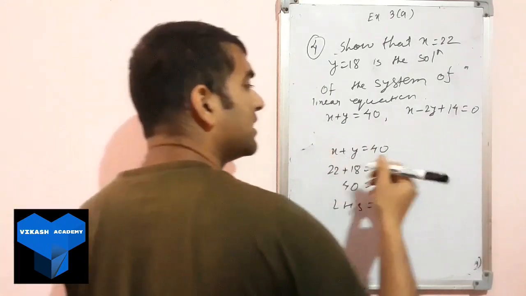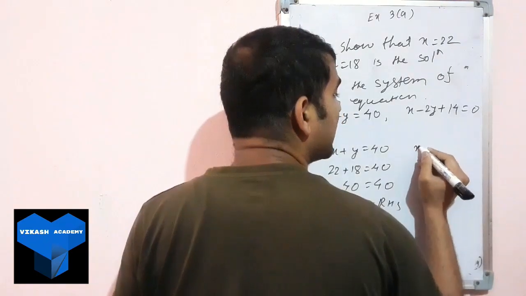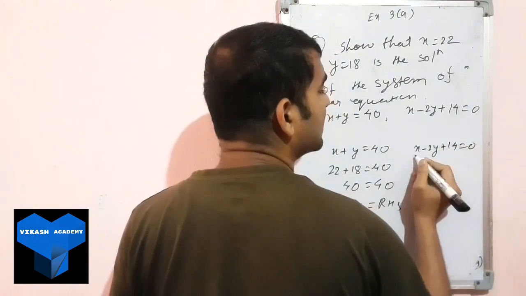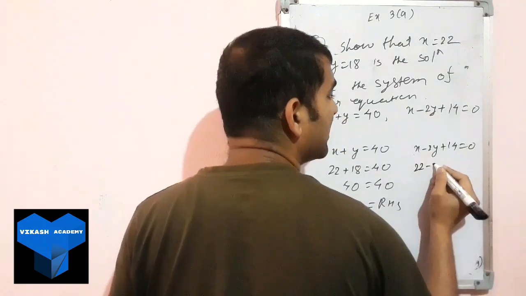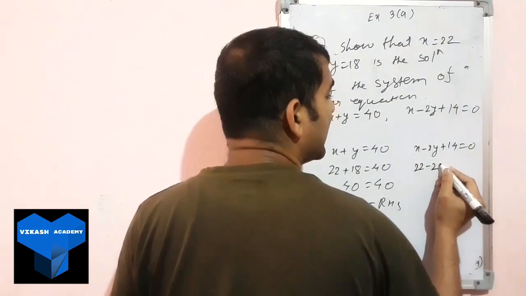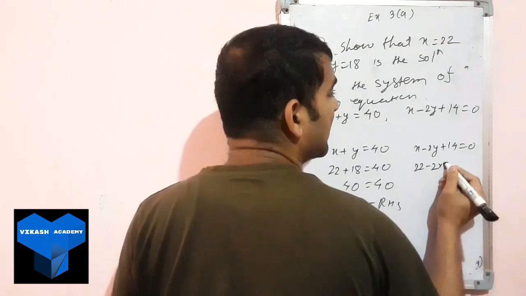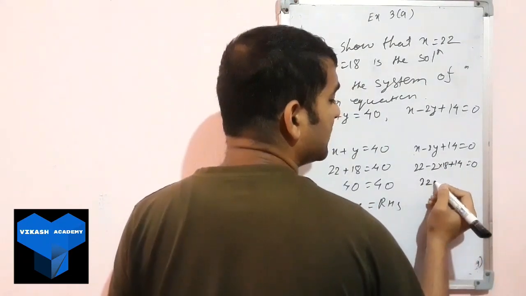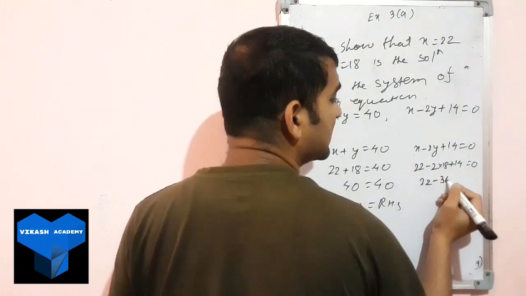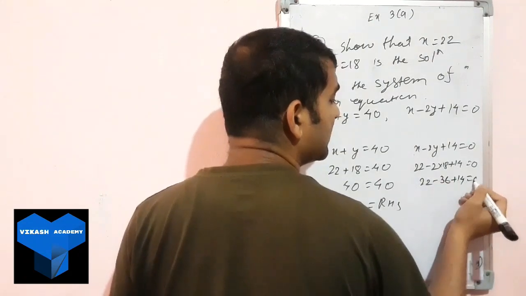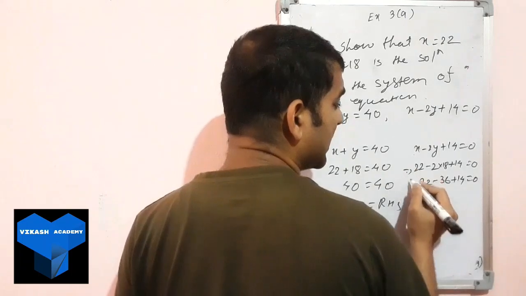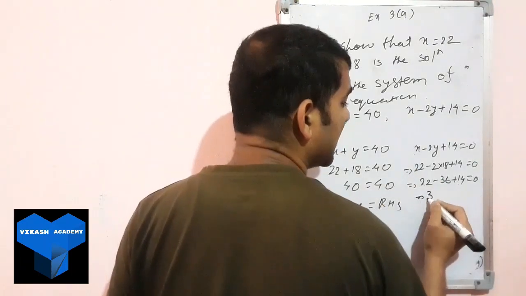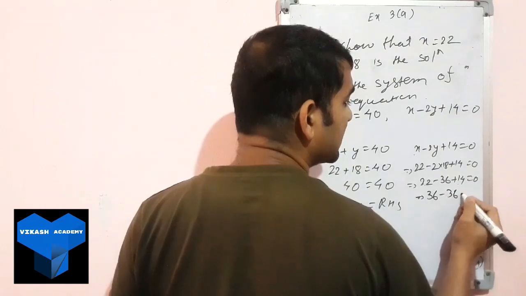For the second, you will write x minus 2y plus 14 equal to 0. Put the value. x is 22, minus 2 into y, which is 18, plus 14 equal to 0. So 22, 18 into 2 will be 36, plus 14 equal to 0. Next step, 22 plus 14 will be 36, so 36 minus 36 equal to 0.